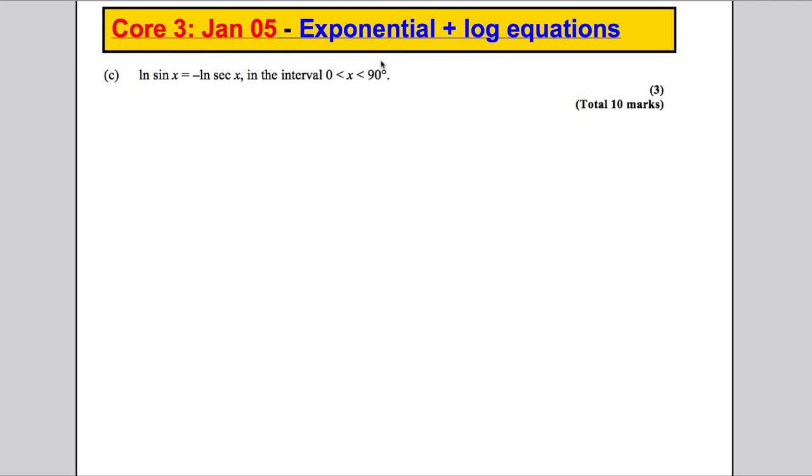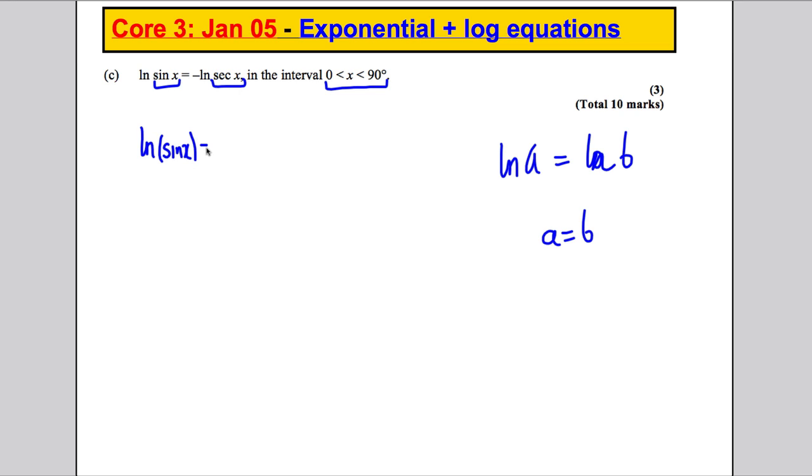And part C, solve the following in the interval 0 to negative 90. Now, we can say if ever you have ln of a number equals ln of another number, the two numbers must be the same. But currently this negative, it's not ln of something equals ln of something else exactly. You've got a negative. So what you could do is bring the negative 1 up into the exponent. So ln of sec x, all of that to the minus 1.